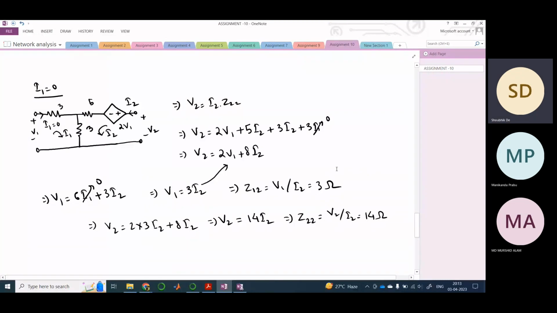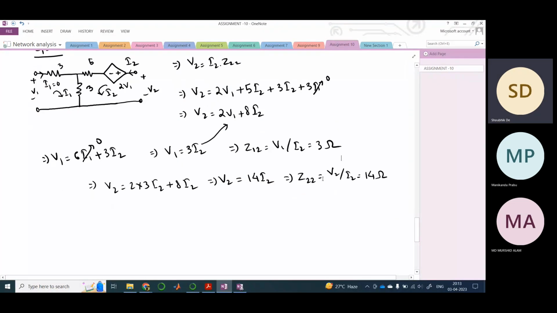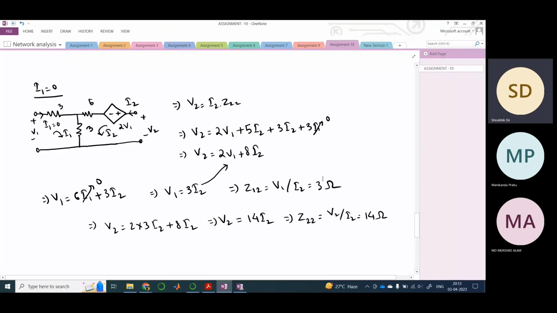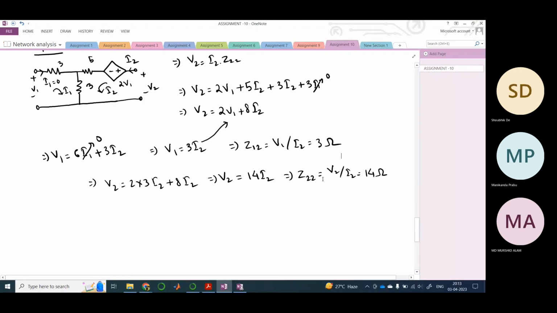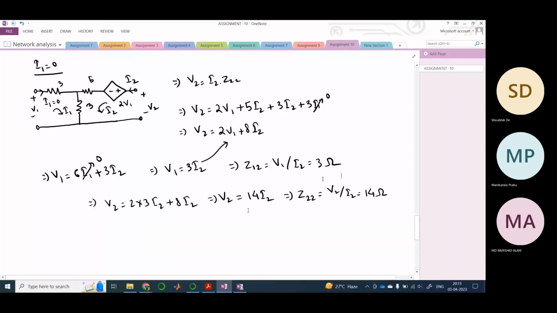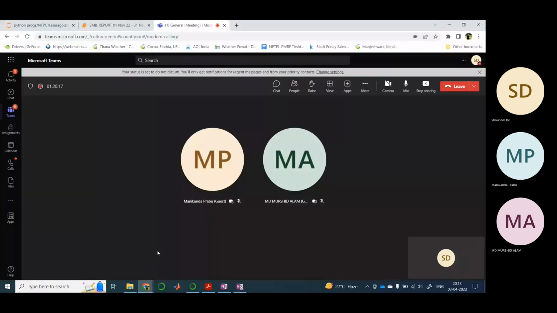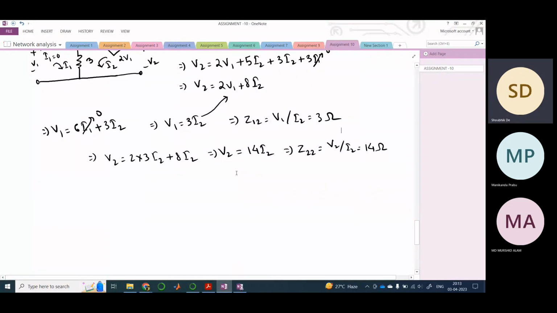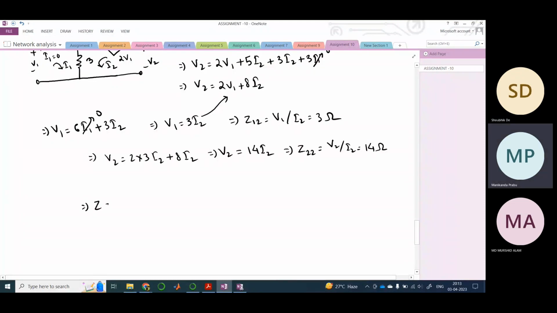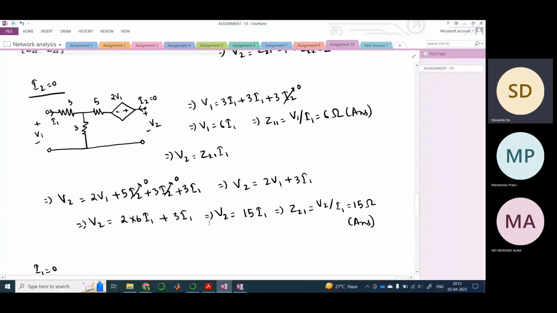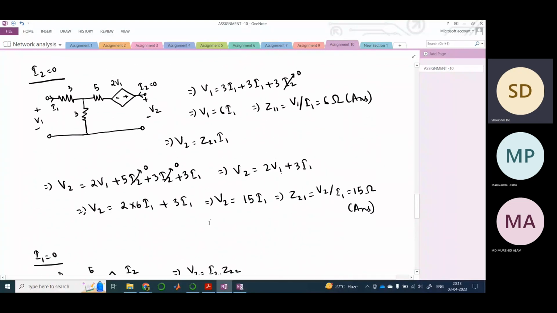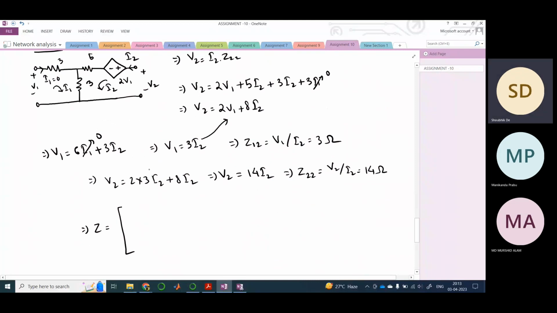I hope this is clear, guys. Pretty simple. If you have any doubt, you can still ask. Nikananda, Murshid Alam, any doubt? No, sir. Okay. Please, if you have any doubt, you can ask. I'll try to solve the doubt as much as possible.